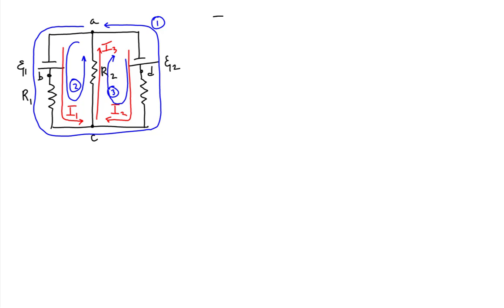So remember, Kirchhoff's law says when you sum all of the currents into a branch, that must be equal to all of the currents leaving the branch. So the branch that I'm going to focus on is at node C. So let's look at the currents.